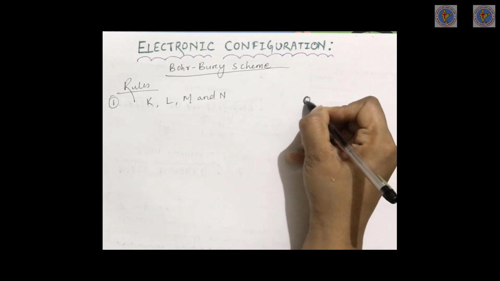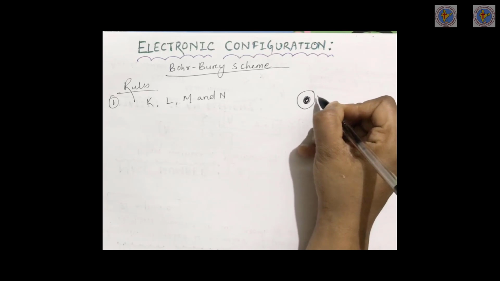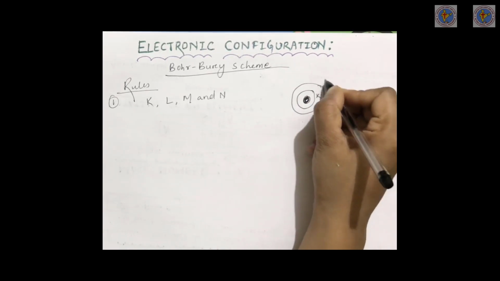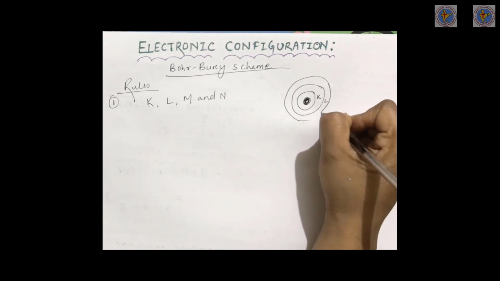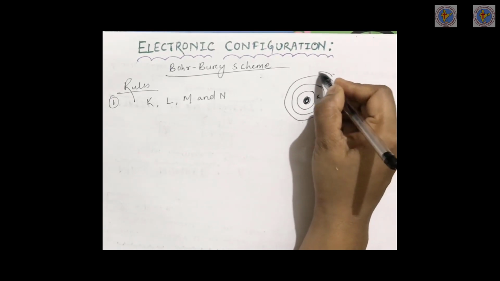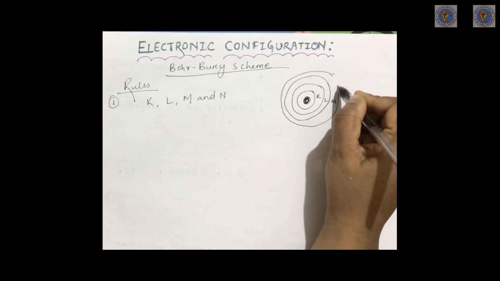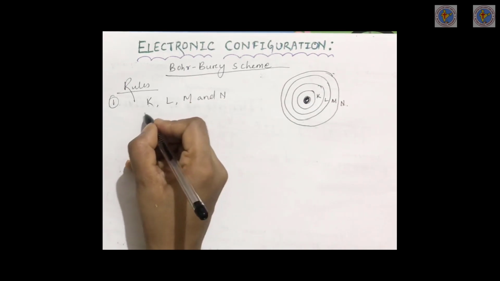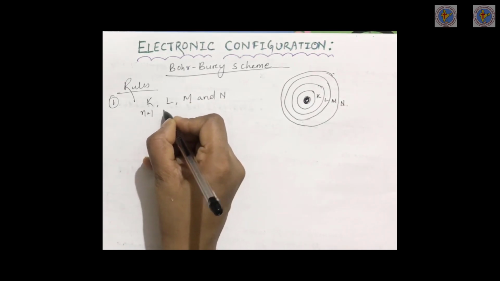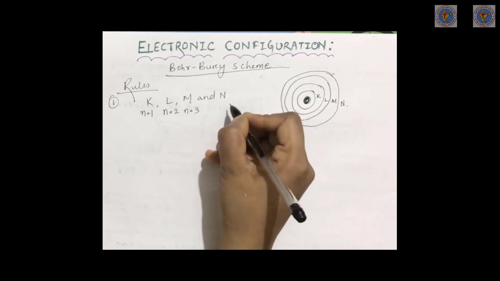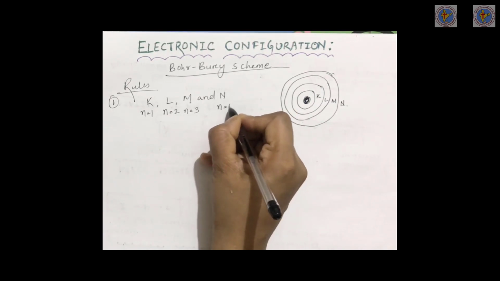For example, this is the nucleus. This is the first shell, that is K. This is the second shell, L. This is the third, M, and this is the fourth one, N. So for K, n is equal to 1. For L, n is equal to 2. For the M shell, n is equal to 3. And for the N shell, n is equal to 4.